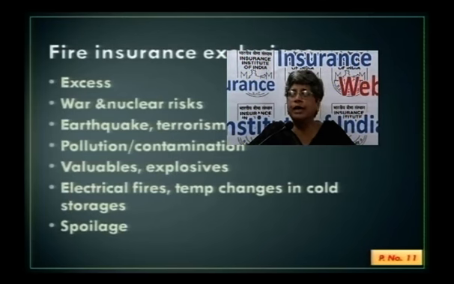Then war and nuclear risks. Nuclear risks are uninsurable, so worldwide we do not cover nuclear risks. War is a cover that occurs off land, not on land. So when you move across countries, there is the possibility of war. So war is not a location-based risk. Earthquake and terrorism are also not covered, but these can be covered at extra premium.